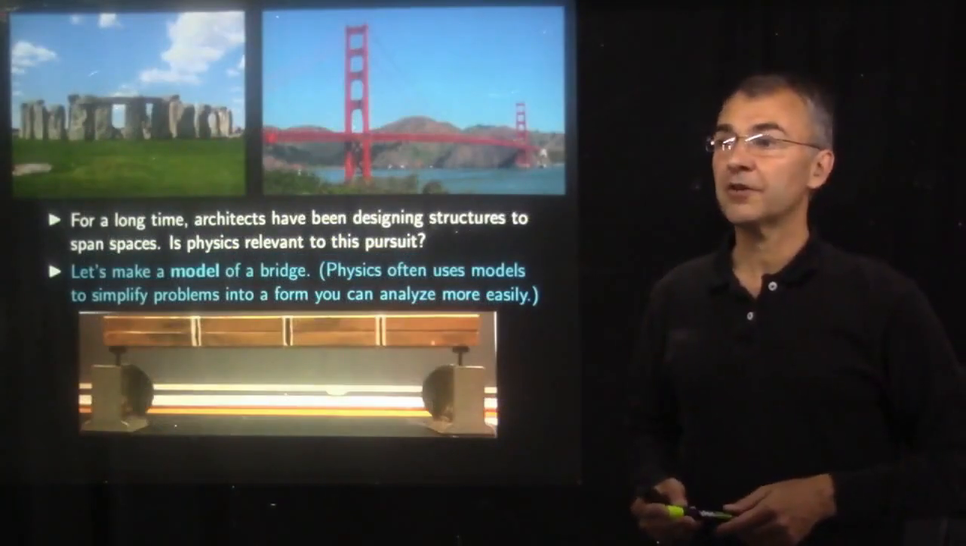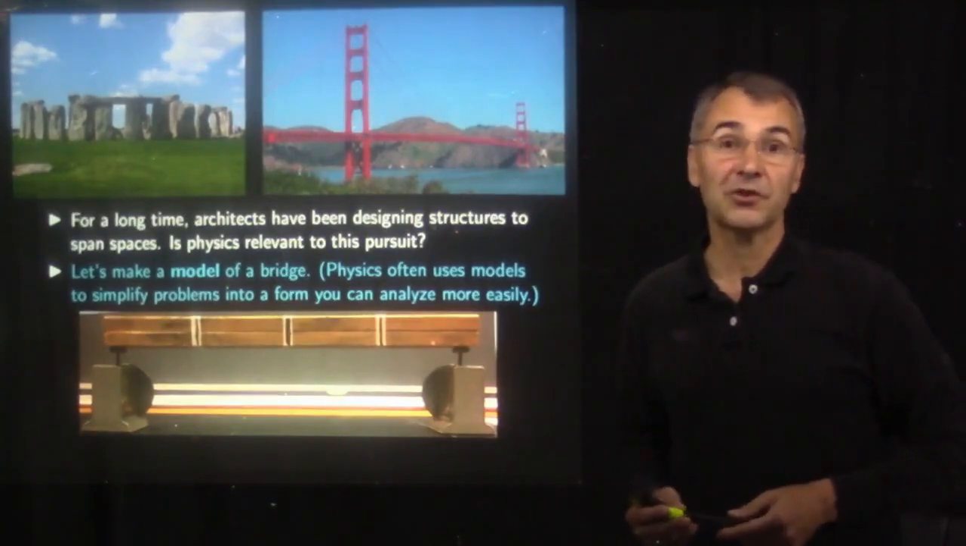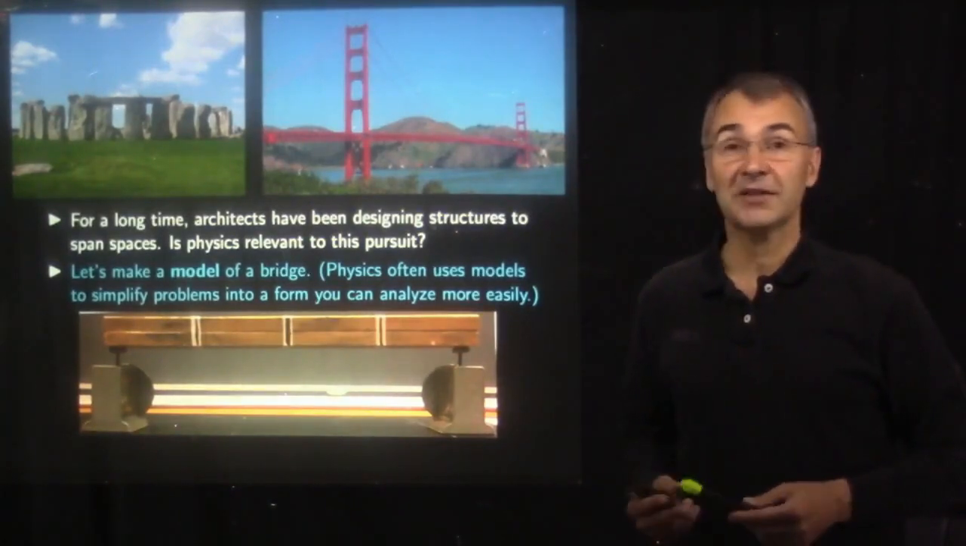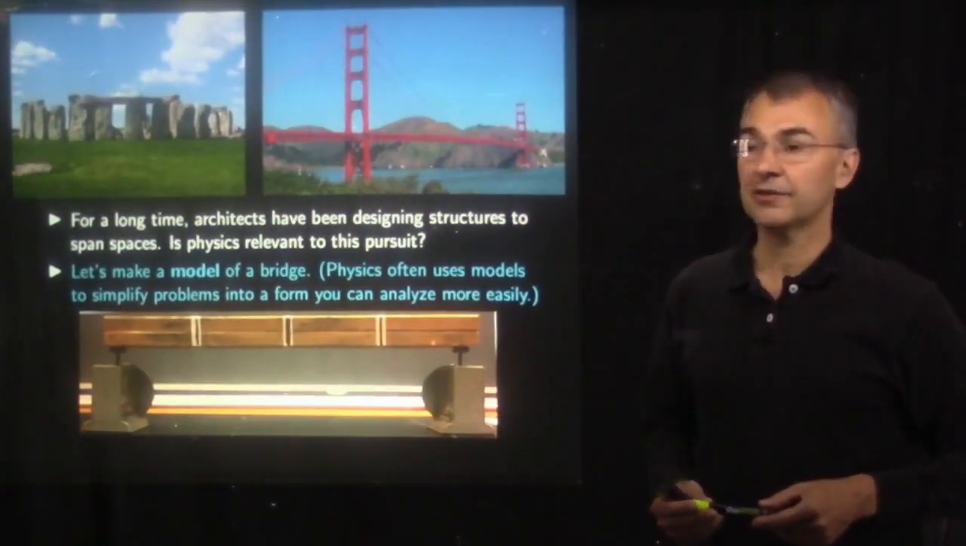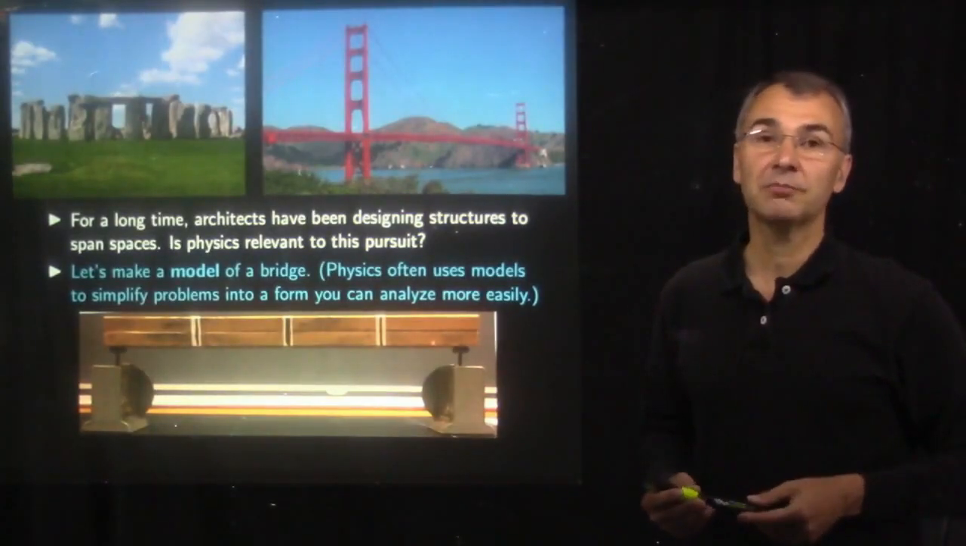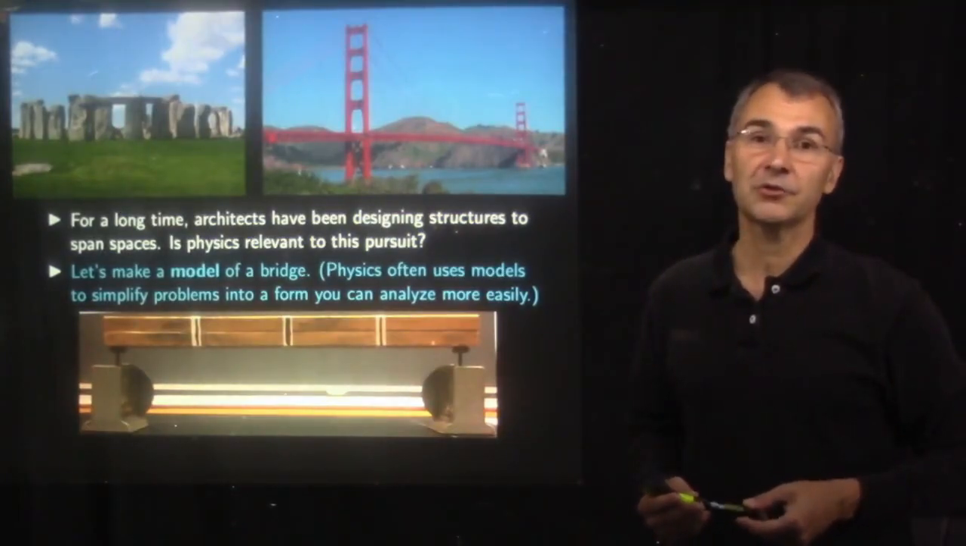For a long time, architects have been designing structures to span spaces. You might ask, is physics relevant to this pursuit of spanning spaces with structures? I think it is. So let's make a model of a bridge, which is just a plank being held up on two ends. This is actually also going to introduce us to this concept of models. Physics often uses models to take a real world problem and to turn it into a form that is amenable to pencil and paper analysis.